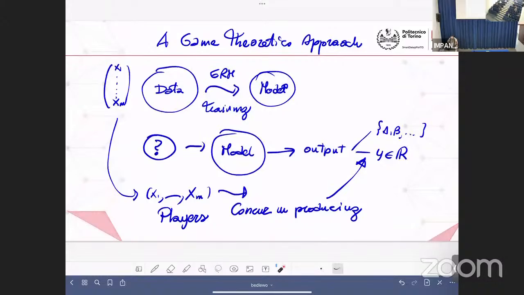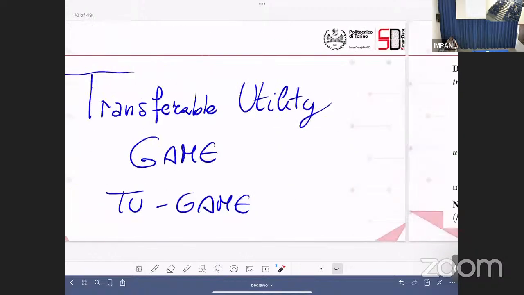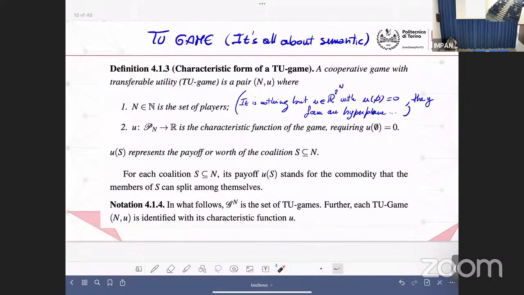In any case, one of the ways that has been suggested is to try to use game theory, and in particular a certain kind of game theory that I'm going to introduce. They're called transferable utility games. So the idea in practice is the following. A transferable utility game is, I need my glasses.